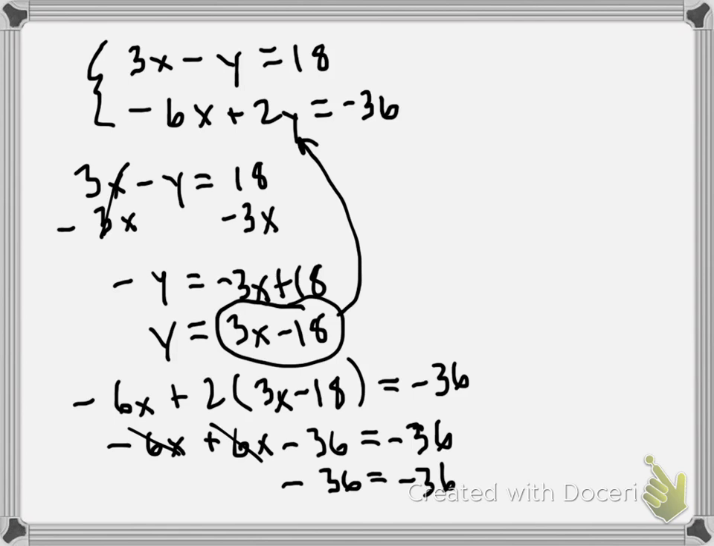The question that you want to ask yourself is true or false? Did I get a statement here at the end that's true or false? And this one is a true statement because negative 36 is equal to negative 36, okay? So what that is telling me is that there is an infinite number of solutions to this system, okay? Because I got a true statement at the end after all of my variables have canceled out. It's a special case, and there's a couple of things that can happen. If your last statement is true, infinite solution set.